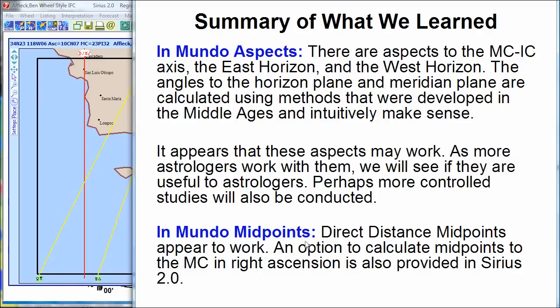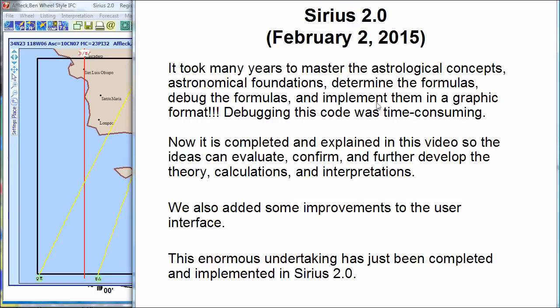And also midpoints, which is a more modern idea, but they appear to work, especially in the Series 2.0 software, I believe, if you go ahead and check that option for direct distance to the midheaven, and then you get direct distance midpoints to both the ascendant and the midheaven. And in my observations, they really do appear to work.